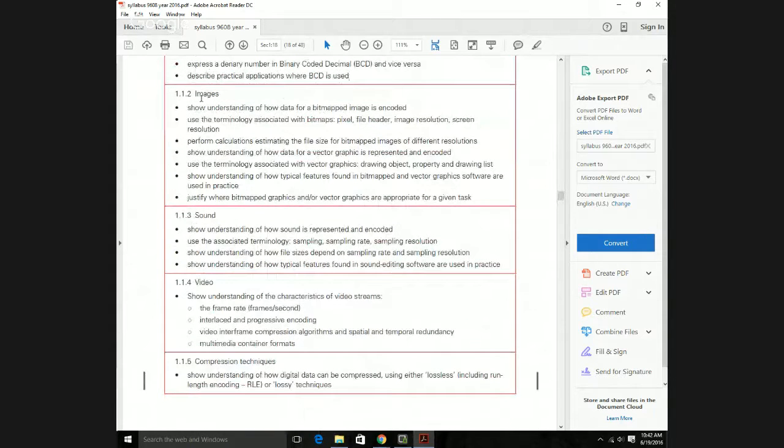Then we will move on to images, sounds, video and compression techniques. Pretty easy. Everybody knows about the resolution of a picture and the number of colors, 24-bit, 32-bit. We will find out how these things work. For sound, how we record sound digitally inside the computer, we need to sample the sound. You may have heard about MP3 songs coming at 320 kilobits per second or 480 kilobits per second. That information will be covered here.